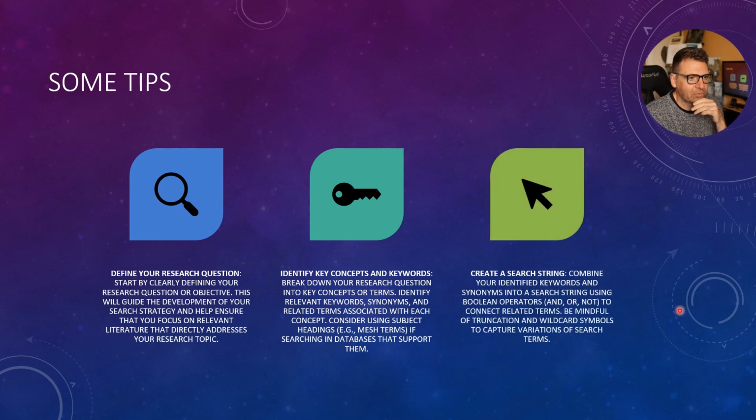And here we go, create a search string. Combine your identified keywords and synonyms into a search string using Boolean operators. This is the and, or, not to connect related terms. Be mindful of truncation and wildcard symbols to capture variations of search terms. So that's what I was talking about there. Just be mindful that someone might use a different term for it.